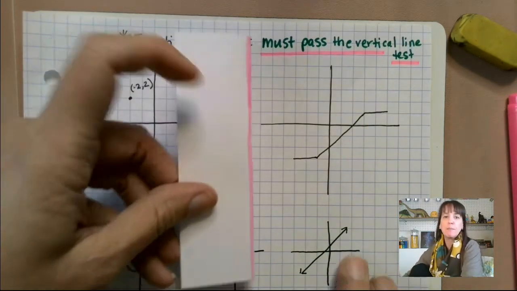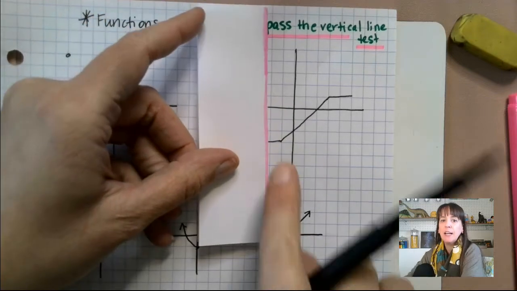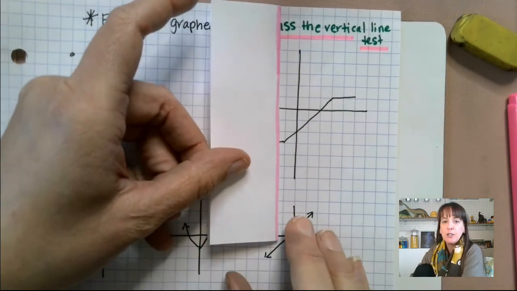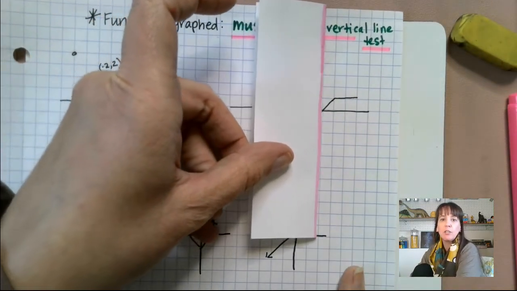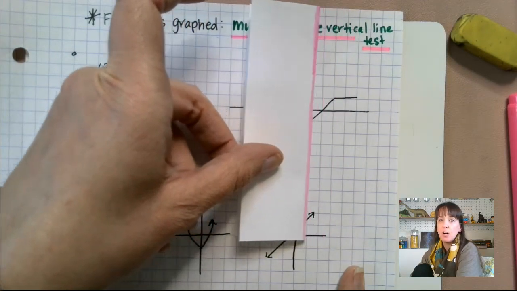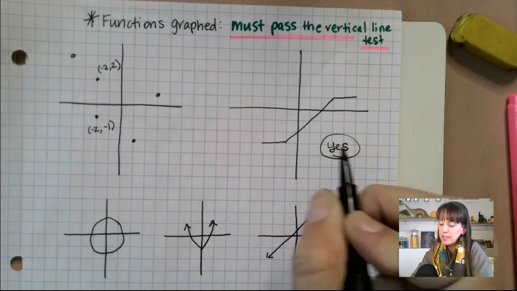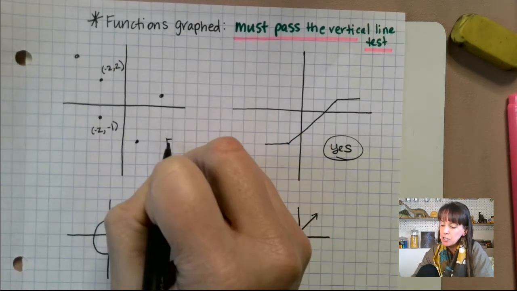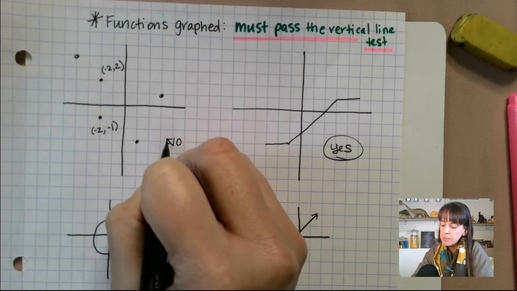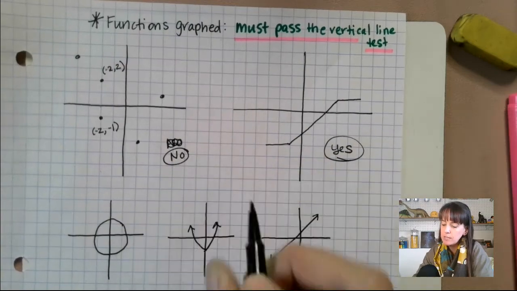Now let's look at this one. Over here, if I slide my vertical line across this guy right here, you'll see that it never crosses my vertical line more than one time. It's always one. So this, yes, this is a function. Is this guy a function? No, let's write that down. There we go. No, it's not a function.